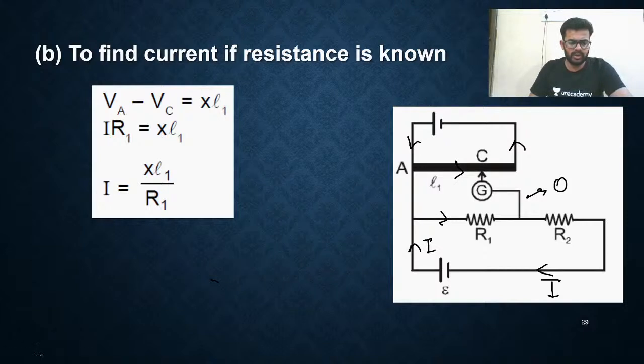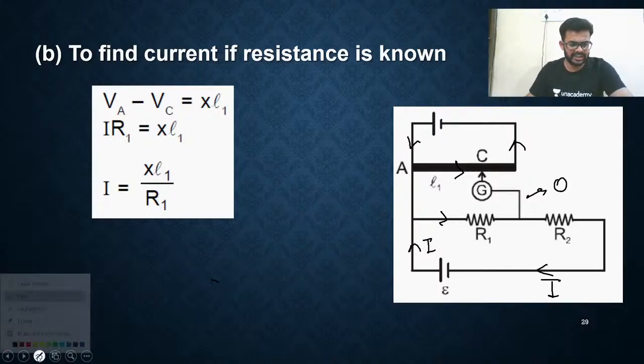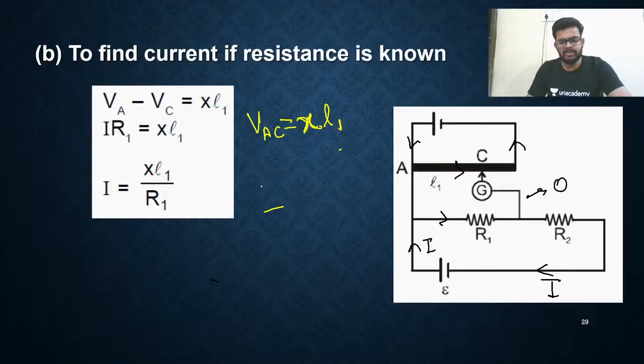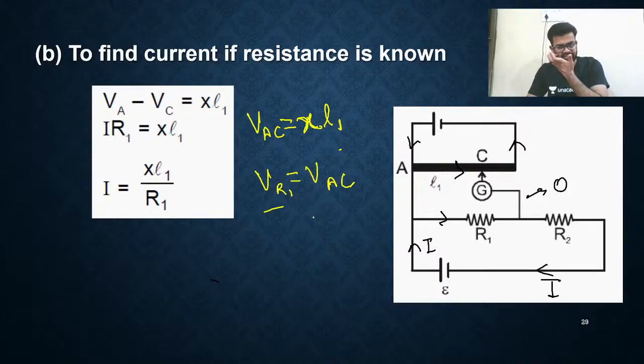We have two circuits. Now how do I deal with them? I will say that VAC is equal to XL1, we can write like this. We know the value of X already. Next, in the lower circuit, the potential difference across R1 is equal to the potential difference across AC for zero deflection.